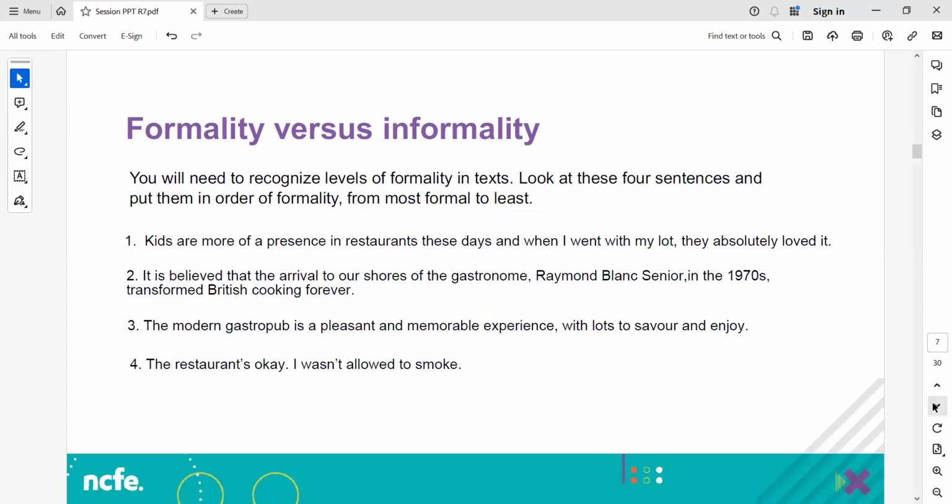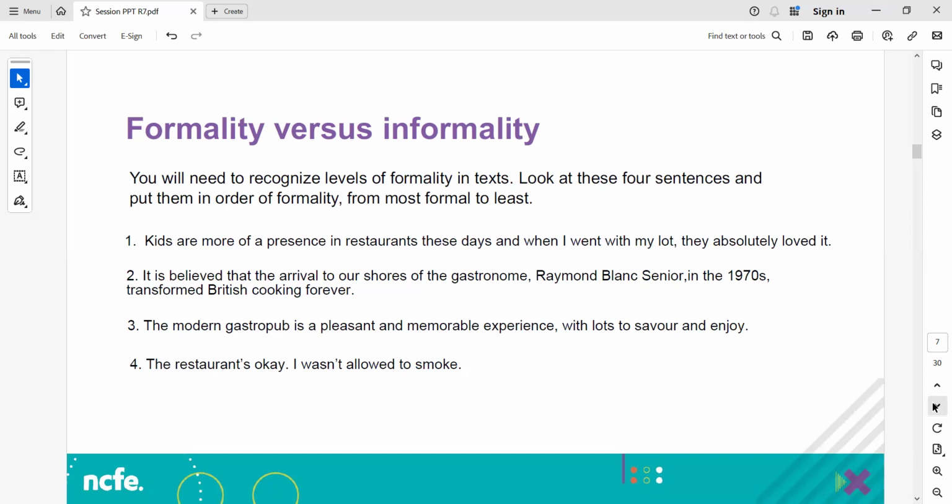So, formality versus informality. You will need to recognise levels of formality in text. Look at these four sentences and put them in order of formality, from the most formal to the least. So which of these sentences is most formal and which is least formal? I'll read them out loud.